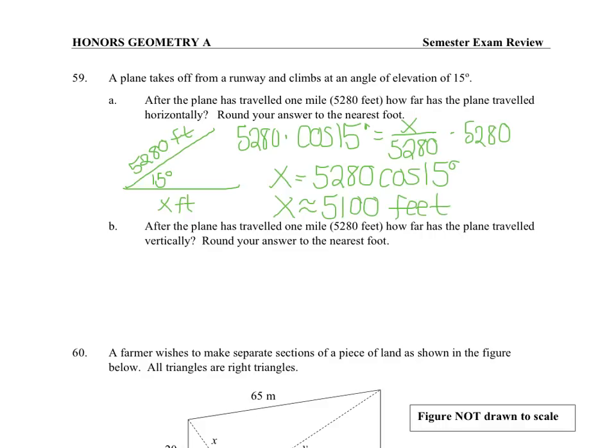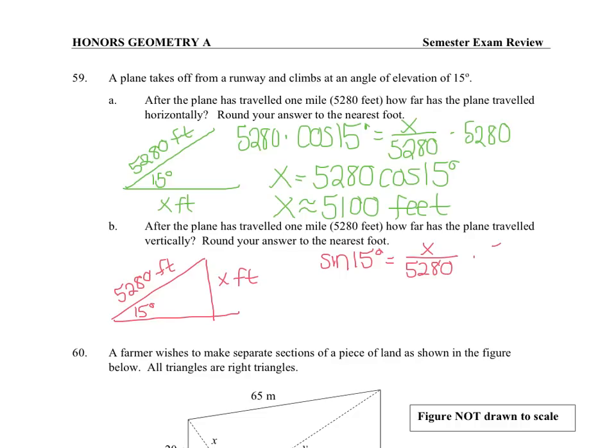Now, after the plane has traveled 1 mile, so we've got the same situation, 5,280 feet, how far has the plane traveled vertically? So we still know we have a 15-degree angle of elevation, and I want to know how far it has traveled vertically. So because I'm now wanting to find the opposite, and I'm given the hypotenuse, I'm going to use the sine of 15 degrees, which is x over 5,280. So I'm going to multiply both sides by 5,280.